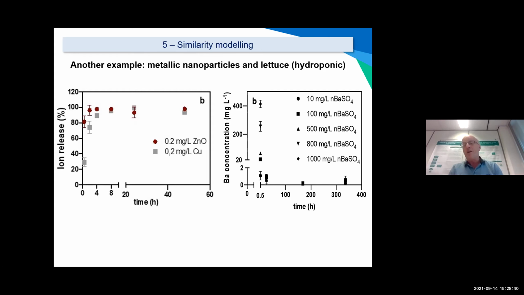is the case of barium sulfate. What's happening there is that the particles are stable, but they sediment very quickly in this medium. And what you can see is that within half an hour, less than 1% of the particles is still in suspension. So what's happening here is that you see no toxicity because there is no real exposure of the lettuce plants to the barium sulfate nanoparticles.